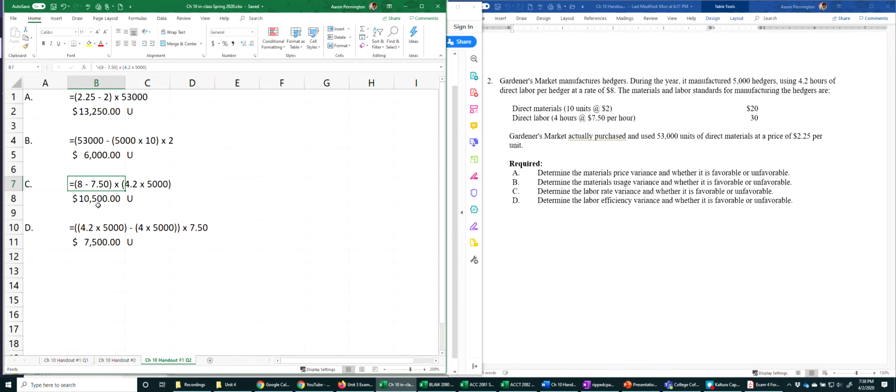Paid more per hour for labor than the standard would have indicated. And also for labor efficiency, the labor force made less than 1 unit every 4 hours. It took more time to make the units, and that collectively leaves us with 4 unfavorable variances. So that's the second demo problem there, and that's it for now.